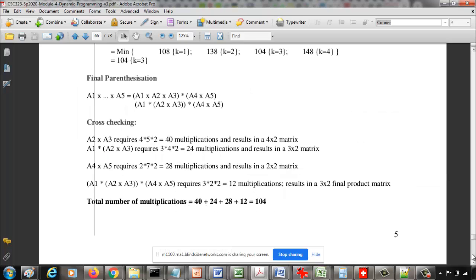So when you do this problem, after you get all these tables and you decide how to parenthesize, you can cross check whether you did all the math right.